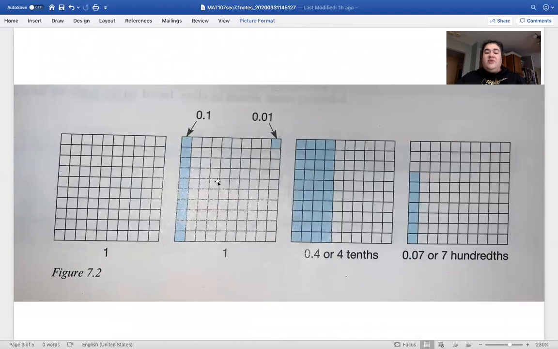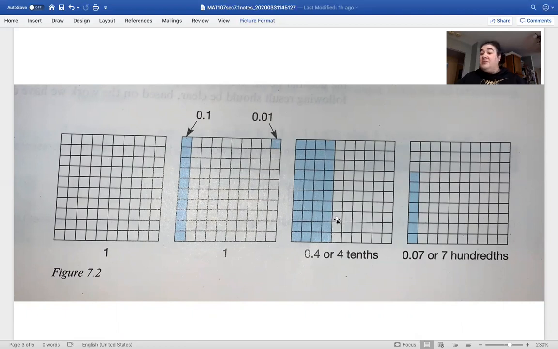Okay, so here's figure 7.2 as you would see it in your textbook on page 253. So 100 square is one whole. As you can see here, they highlighted the 1/10 as I did in my illustration, and they highlighted the 100th. But here, for example, if I wanted to show 4/10, I would highlight 4 of the tenths in this 100 square.